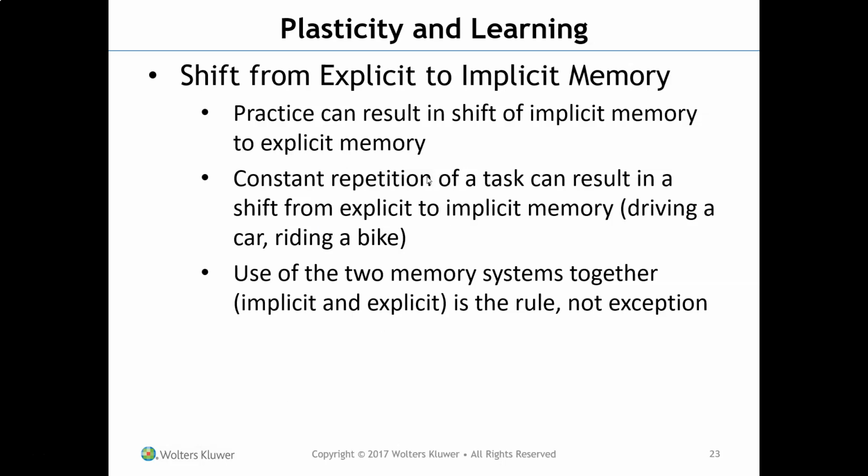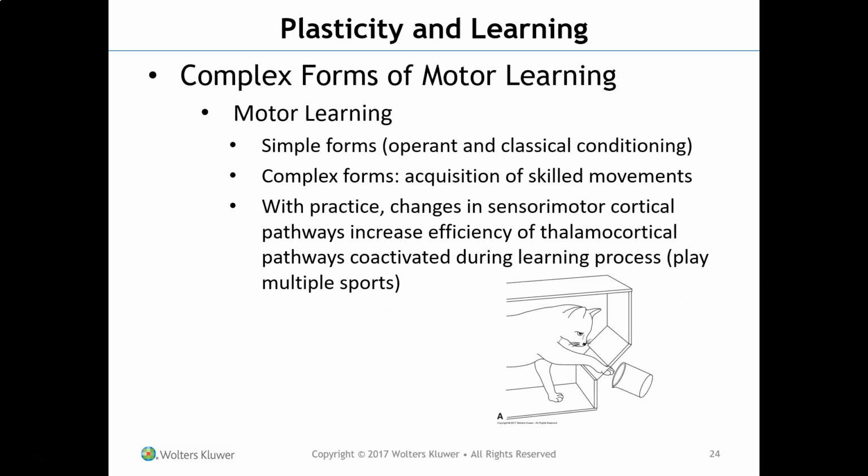This is where constant repetition of a task can result in a shift from explicit to implicit memory. See, again, you know this, right? You know that repetition works, but now you're understanding the physiology of how we learn a task. You understand how the brain works. So, interesting stuff.